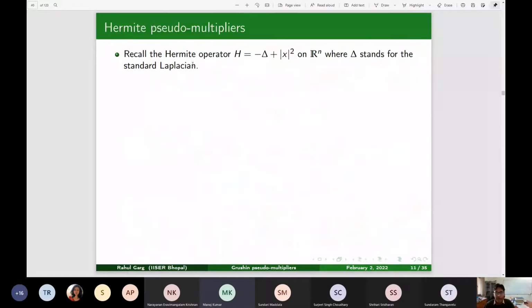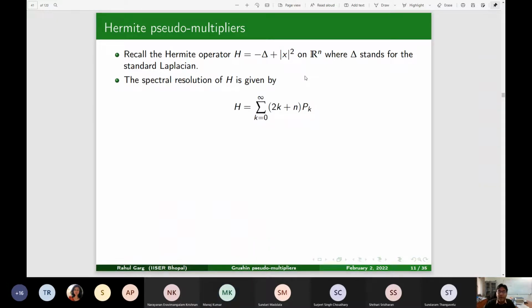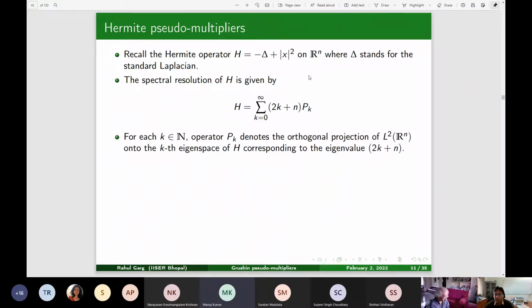So let me go further and discuss briefly Hermite pseudo-multipliers. Recall this operator, which is the negative of the Laplacian, so that it's a positive operator, plus |x|^2 on Rn, right? So it's a nice potential here. One knows explicitly its spectral resolution. This is given in terms of Hermite projections Pk. These Pk are orthogonal projections of L2(Rn) onto the kth eigenspace with eigenvalue 2k plus n.